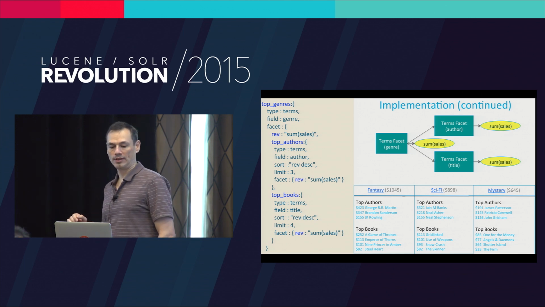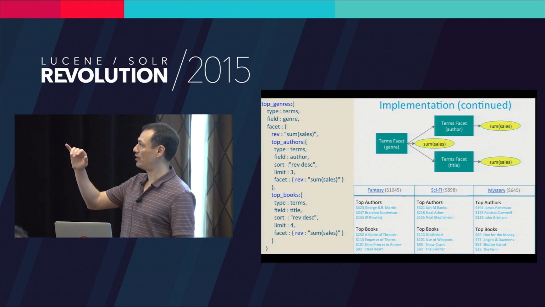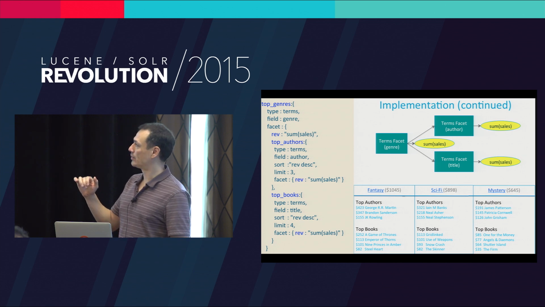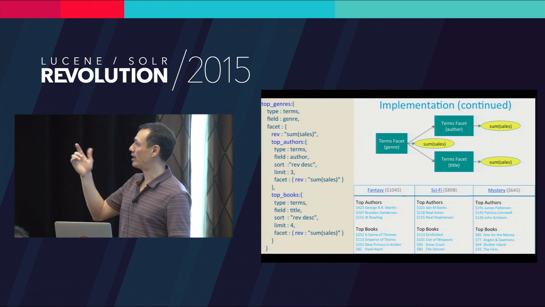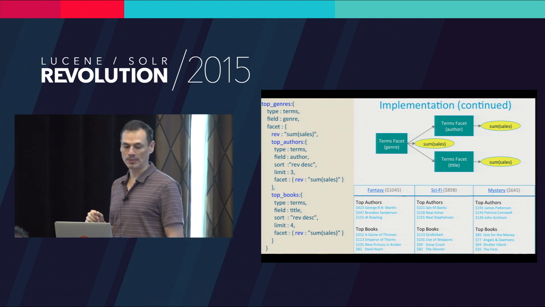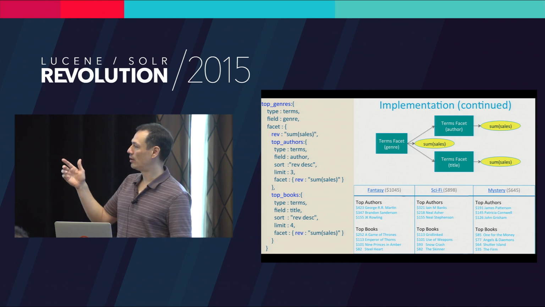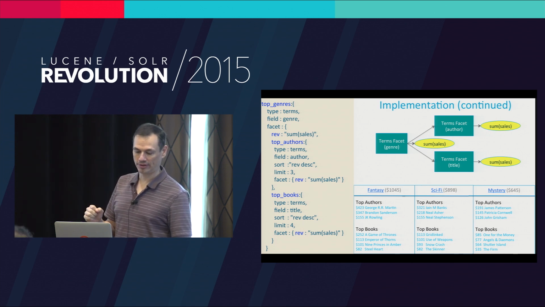Coming to the bottom view, this is how we would implement that part. Again, for the logical view, we start off with a terms facet on genre. We ask for sum of sales on that, but then we also have two subfacets on the author field and the title field, also asking for the sum of sales and naming it revenue. The thing to notice is that for both top authors and top books, we are sorting by revenue, our derived statistic.